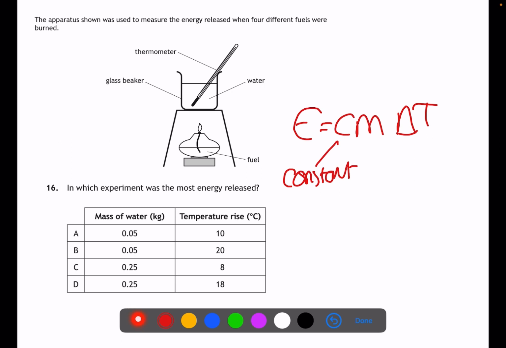So in the first one, we have 0.05 times 10, so we're going to have 0.5. In the second one, we have 0.05 times 20, so we're going to have 1. In the third one, we have 0.25 times 8, which is 2, and then 0.25 times 18, which is 4.5. So our most energy released is going to be in D.